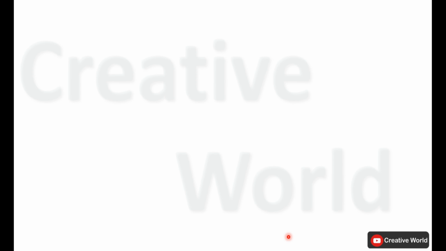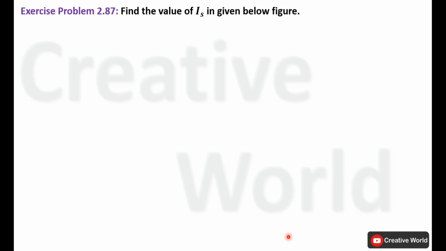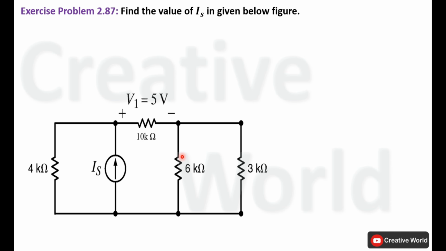Now move towards the problem. Exercise problem number 2.87. Find the value of current Is in the given below figure. This is the circuit diagram of the given problem. Inside this network, we have to find the value of total supplied current labeled as Is. So without wasting time, let's proceed towards the solution.